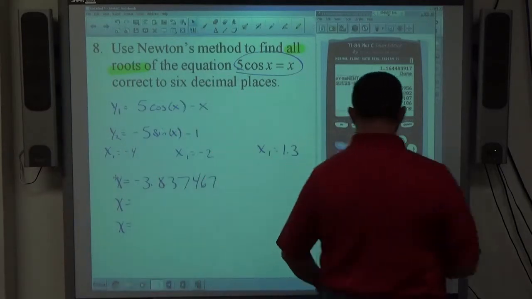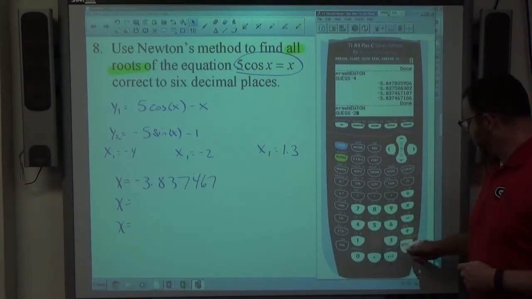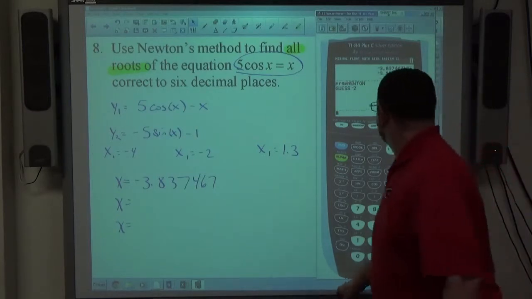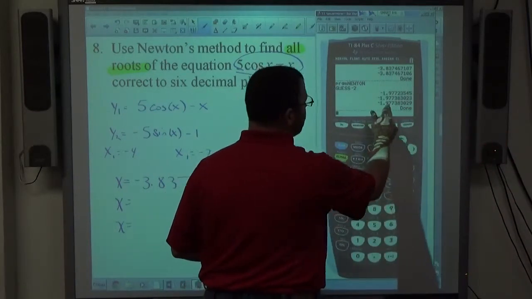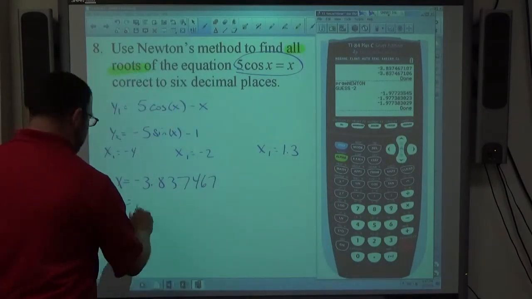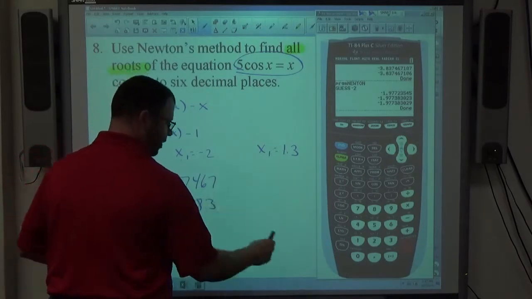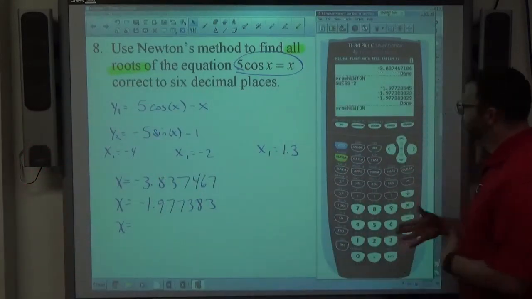The second answer, if I hit enter again, it immediately opens up Newton's method program. Negative 2 is my guess. Again, 6 decimal places, 1, 2, 3, 4, 5, 6. 7th decimal place is a 0, so it doesn't change. Negative 1.977383. Hit enter a third time, Newton's method again.